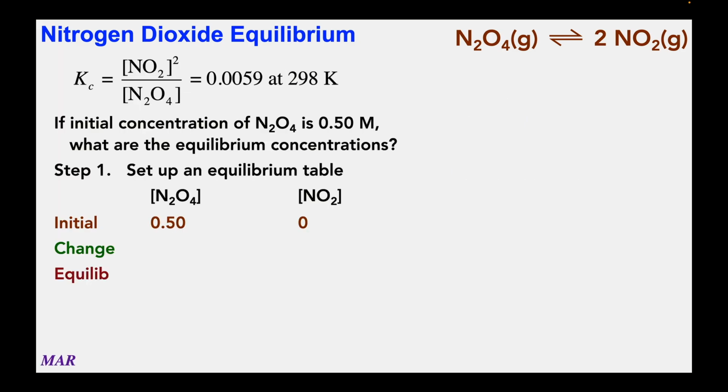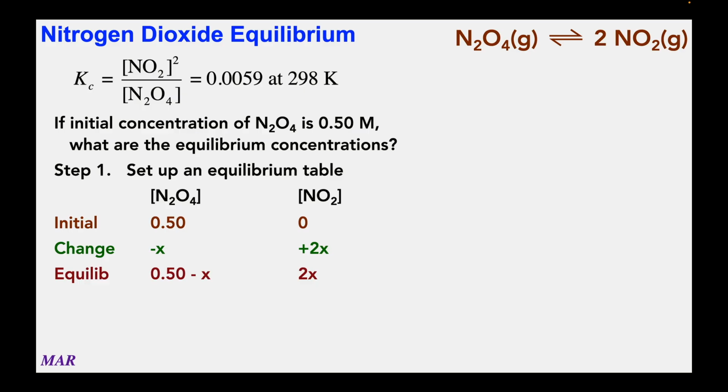So it's not really that important for our problem, but it's kind of cool to think about, especially for the stuff coming up. So we'll set up the ICE table. Initially, we have 0.50 moles per liter N2O4 and no NO2. And like before, the change part will reflect the stoichiometry. That's a 1:2 ratio. N2O4 will go down by x, NO2 will go up by 2x.